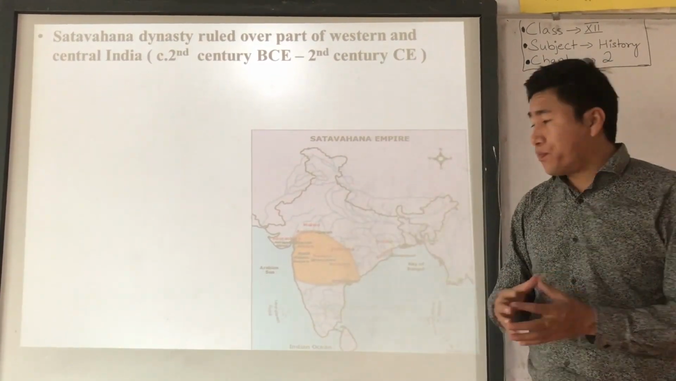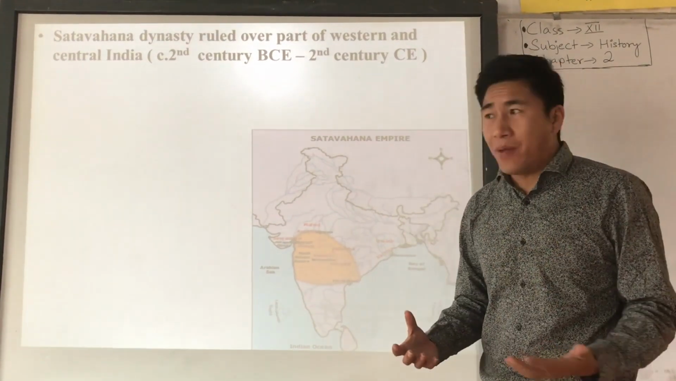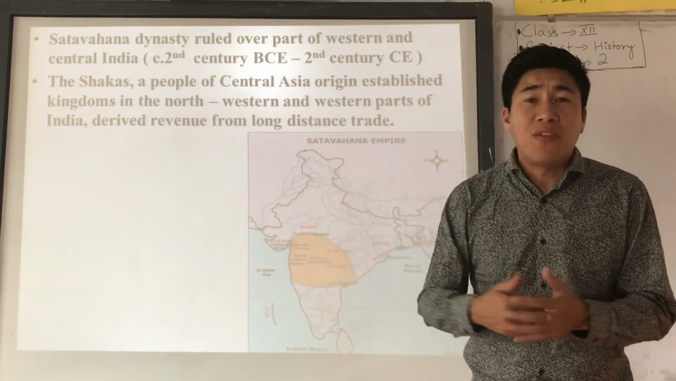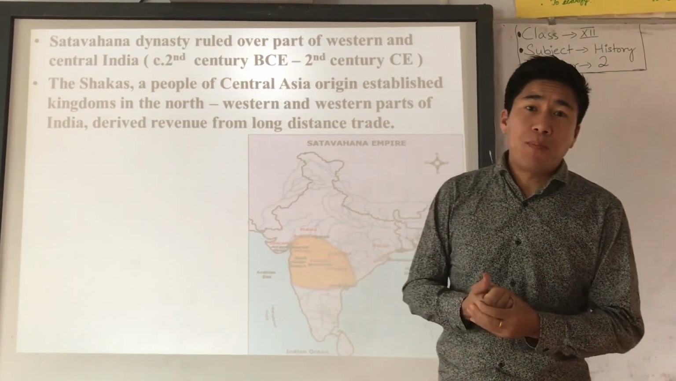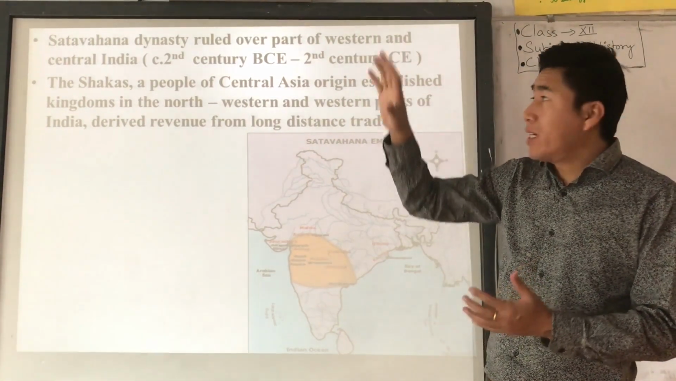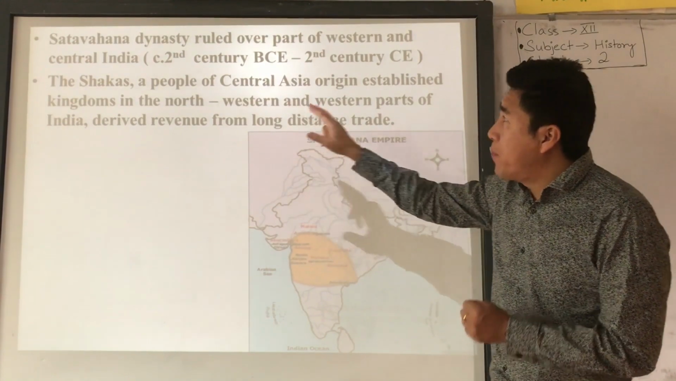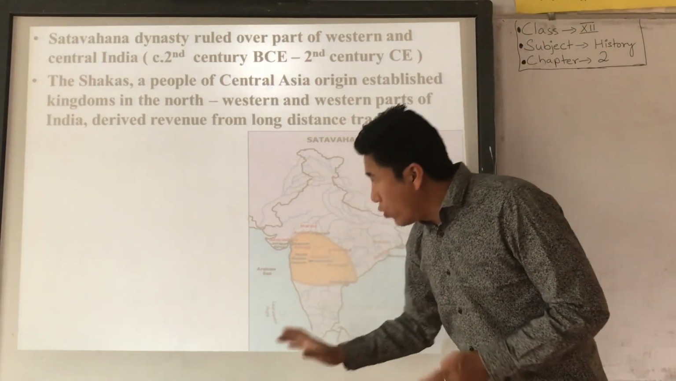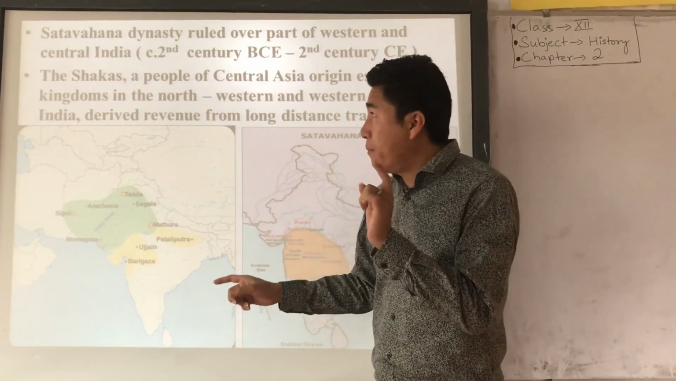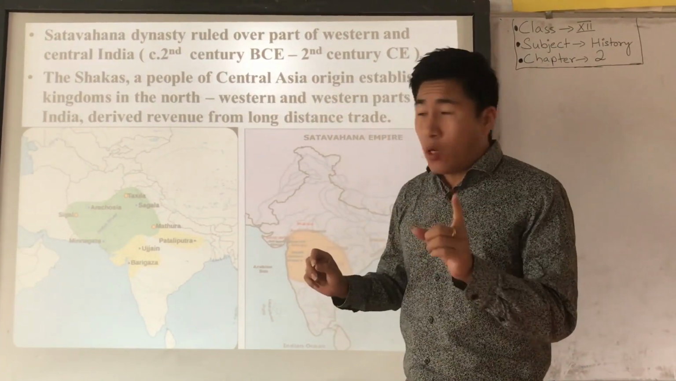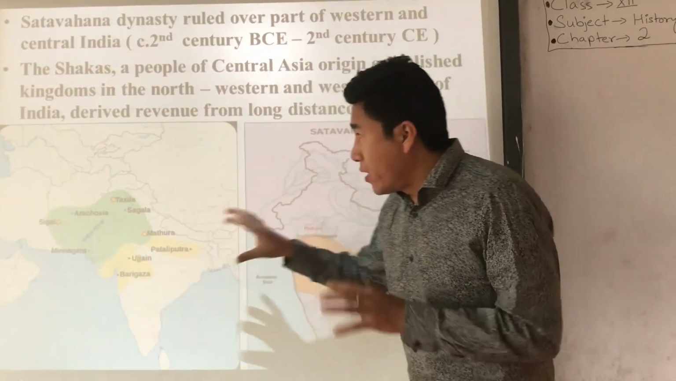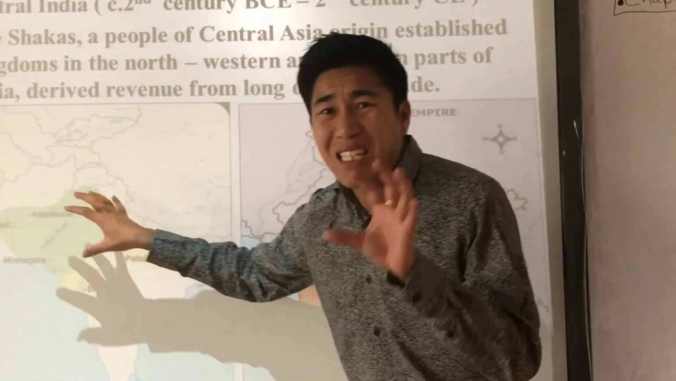So these are also dynasties that existed during that time. Plus this, we have the infiltration or penetration of the Shakas, or Central Asian people. They came to India and ruled in the northwest part. The Shakas were a people of Central Asian origin. Now if you look at this map, where is Central Asia? India is in South Asia. Central Asia means over here, in this Stan area.